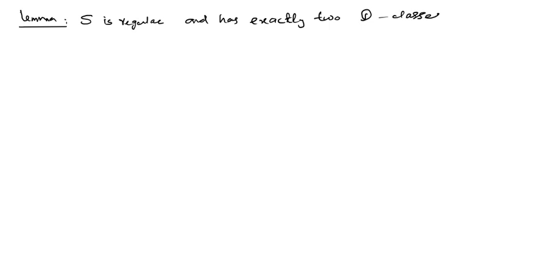That this S is regular and has exactly 2 D classes, namely the 0 class which contains only one element, that is 0, and the second is S minus 0, which we have denoted by T.